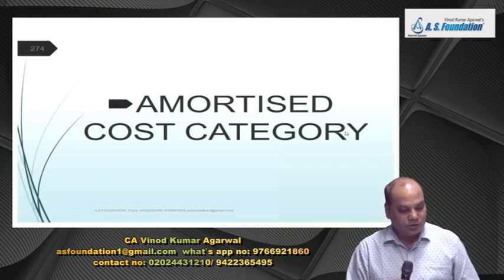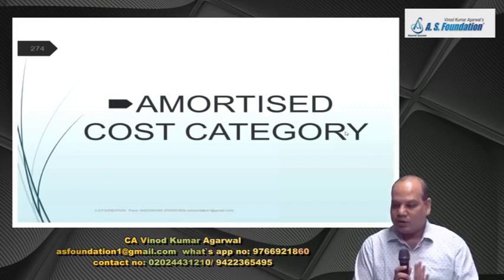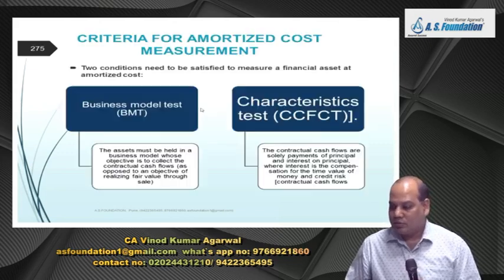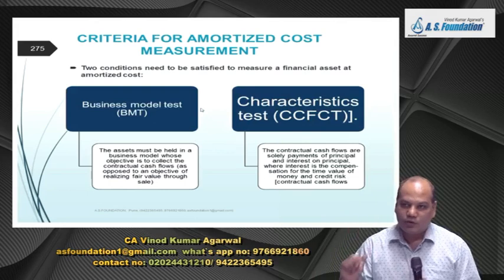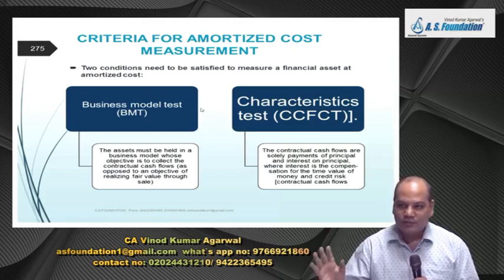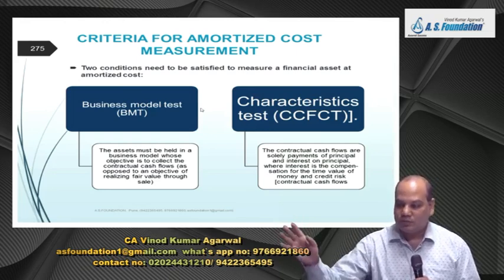Then where is the complication? Second part, amortized cost category. This is also not very difficult once you understand it. Now, amortized cost category will be used only for debt instrument. Cannot be used for equity instrument because equity instrument does not fulfill the contractual cash flow test. There is no contractual cash flow. So for investment in equity share, you cannot do this accounting.